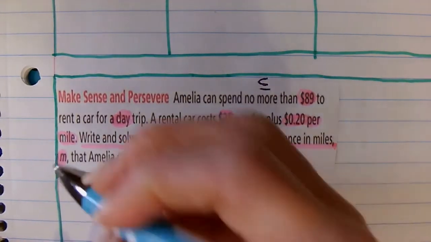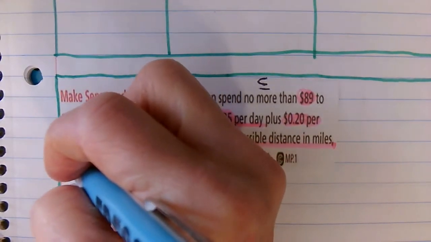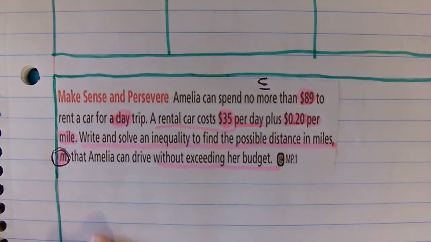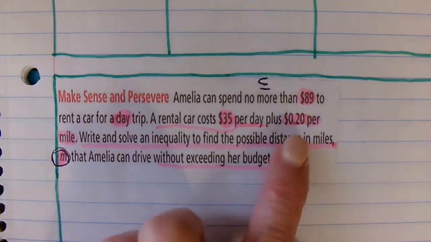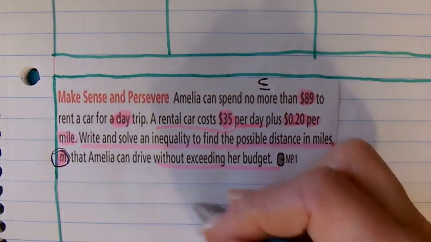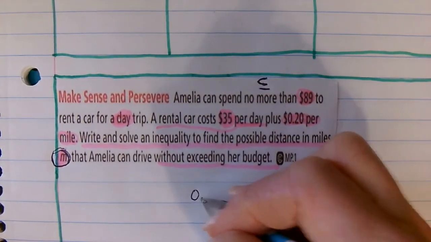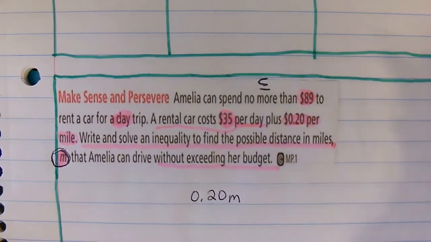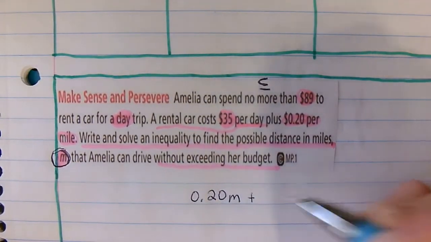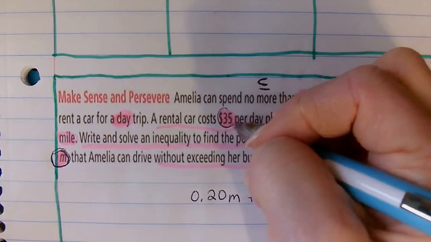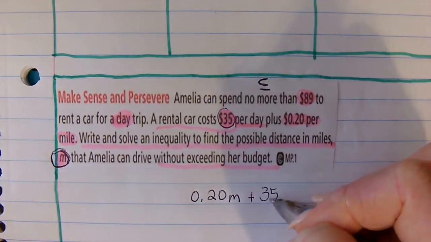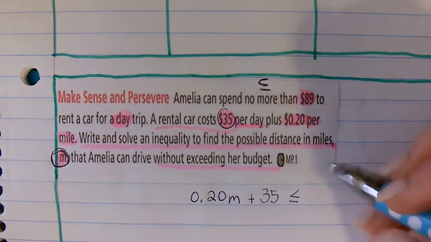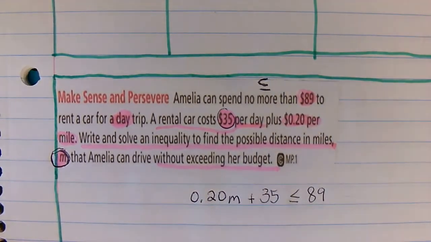Alright, so part 2 is usually identifying your variable, and that is already given here as M. And M is per mile, so that's going to go with 20 cents. So we're going to write our equation, which is step 3, or inequality in this case instead of equation. We're going to put M after it, but we're also going to add that base fee right here, which is $35. And then it can be less than or equal to, because it can be up to $89.